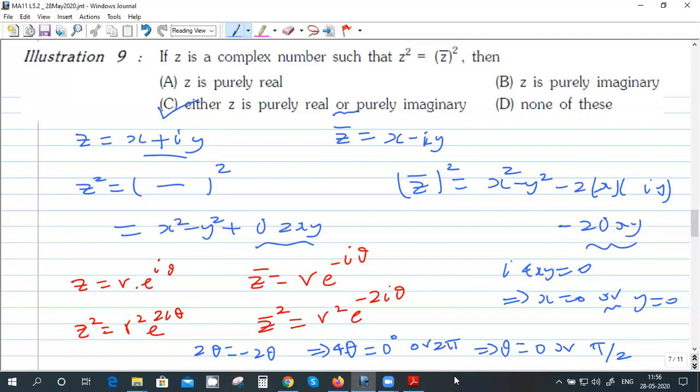Okay, is that clear? From this, I'm getting 2 theta should be as minus 2 theta. That means that 4 theta is 0 or 2 pi. Okay, so from that I'm getting theta as 2 pi by 4, that is pi by 2. Okay.